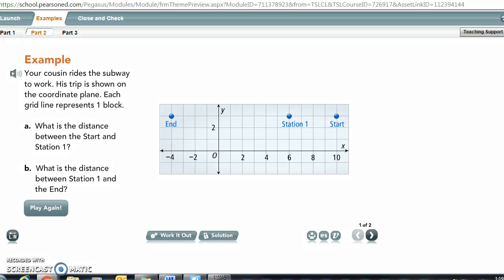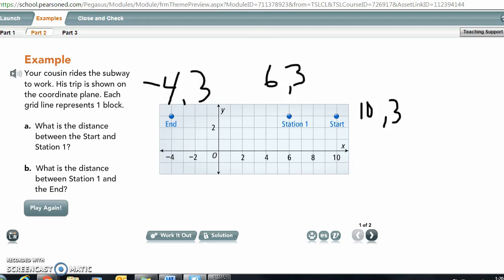So what I'm going to do is go through and find my coordinates. For start, well, baby crawls before it walks, so that's 10. Okay, and it goes up, well, 2's here, so it goes up 3. Station 1, baby crawls before it walks, so 6. And that's also at 3. Okay, and then over here we have -4, and we go up 3. So we know the 3's are all common.